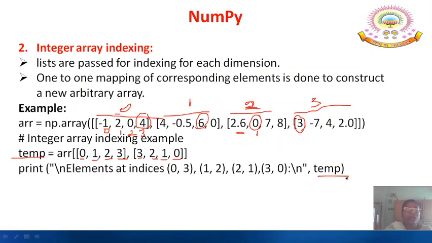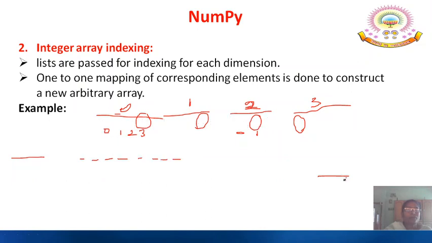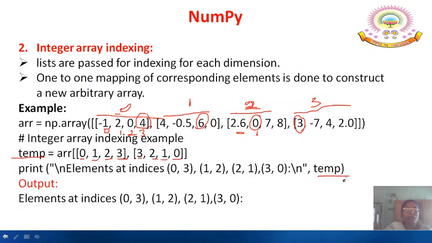So we are getting the output as 4, 6, and 0 and 3. So these are the elements we have created.